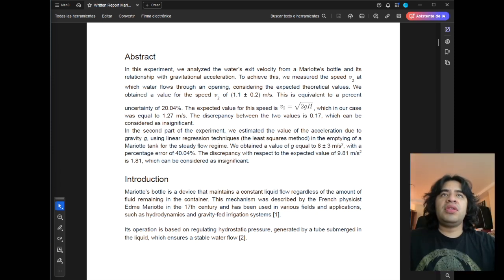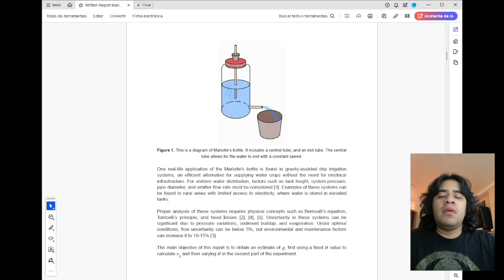For the introduction, let us explore the main topic of this report, which is Mariotte's bottle. Mariotte's bottle is a system designed to maintain a constant flow rate regardless of the water level inside the container, and this property is useful in different fields and applications, such as gravity-fed irrigation systems. For irrigation systems, it is useful since it provides water supply without the need of electrical infrastructure.